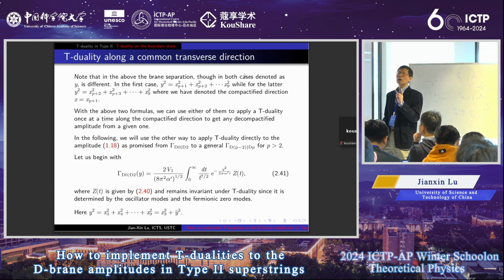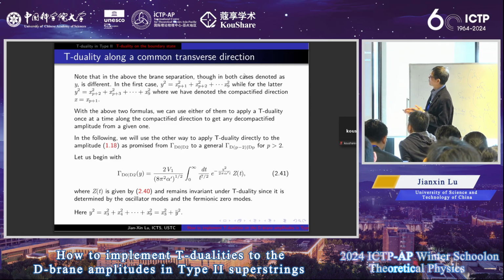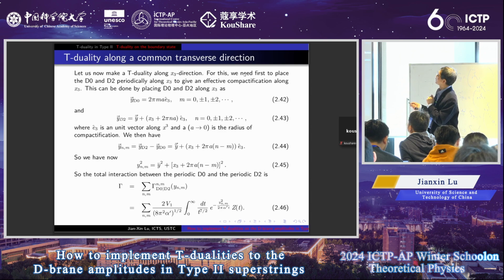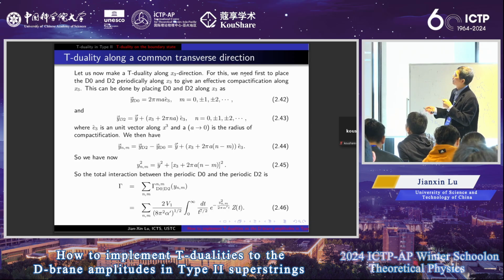The first thing I need, because I want to do TDRT, is to compactify this direction. But how to compactify this kind of amplitude directly? For that, I have to place this system periodically along the x3 direction, so that it gives an effective compactification. That's what I'm trying to do here. For example, I put the D0 brane at the origin, x3 equals 0, and place the whole system periodically along the transverse direction, where m takes integer values 0, plus minus 1, etc.